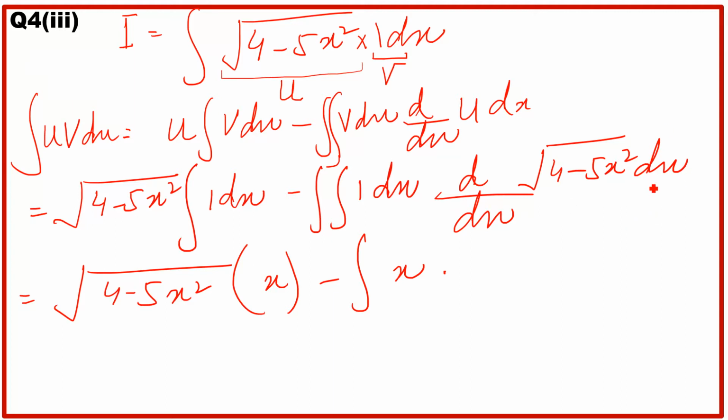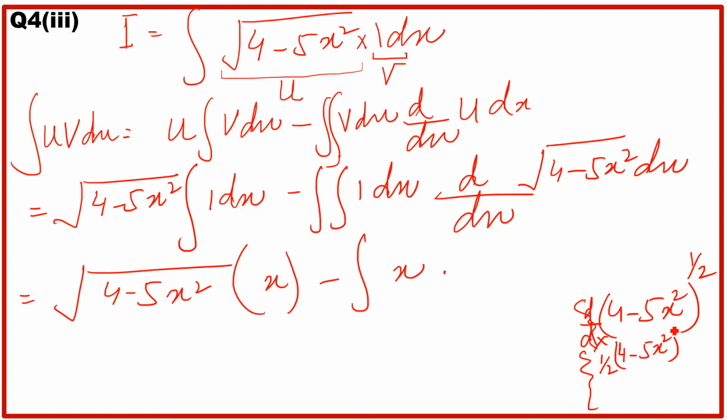Now for this one, how will you do it? You do not have to do your derivative here. For 4 minus 5x square, we are going to take the derivative d by dx. It is under root, which means power 1 over 2. So 1 over 2 will come up here. Here we have 4 minus 5x square to the power 1 over 2 minus 1. When we do integration we have to add 1, but in derivatives we have to subtract 1.